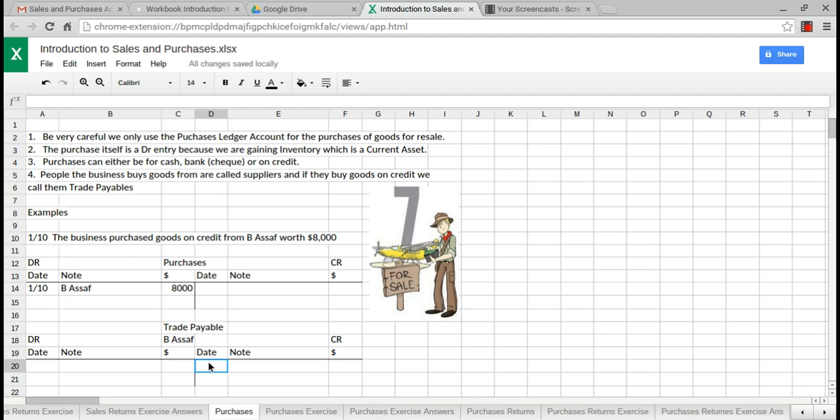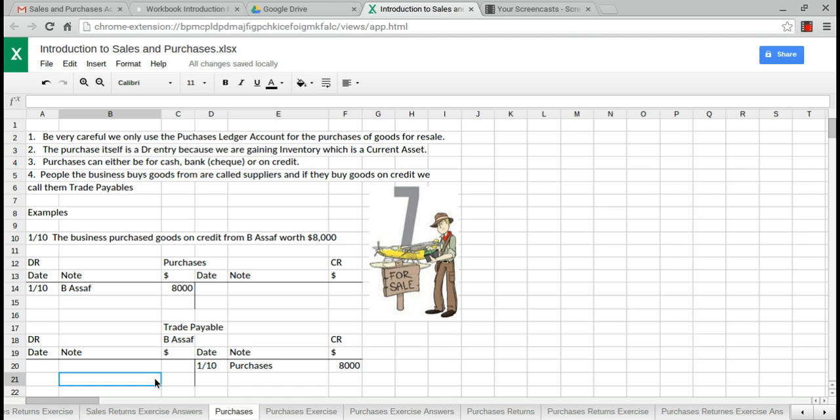And then the second entry, which has got to be a credit entry, is going to go to BASF's account. It's a credit entry because we owe BASF some money. Put the date in again, in the correct column put the note, and then finally put the $8,000, which we are currently going to owe BASF.